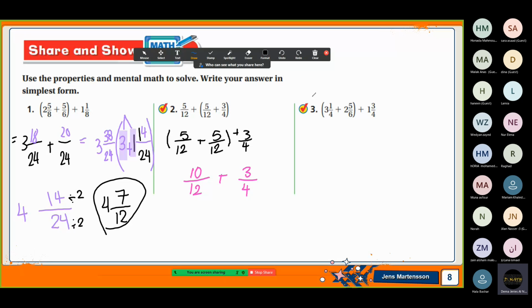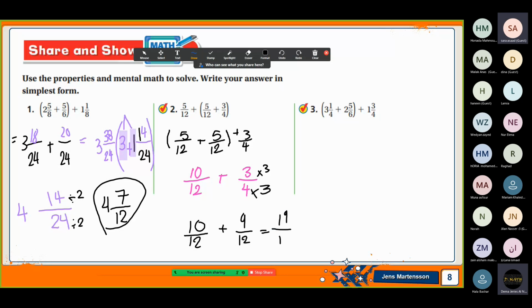Now, what's the number that you multiply by 4 to get 12? What's the number? Yeah, 3. 3, good job. Then 3 times 3 equals 9 over 12, plus 10, so over 12. Bravo. So then 19 over 12.